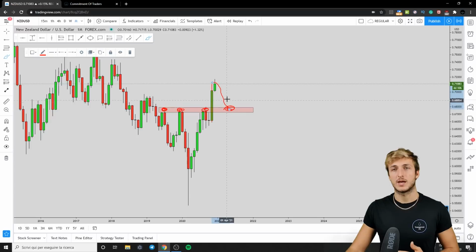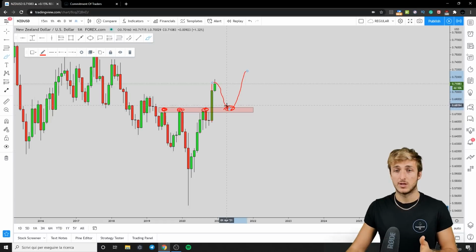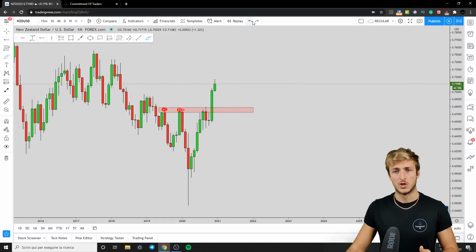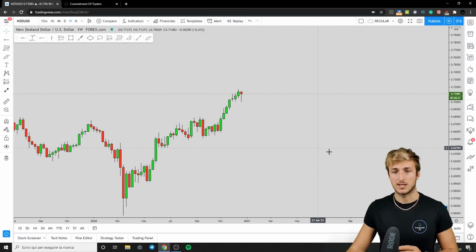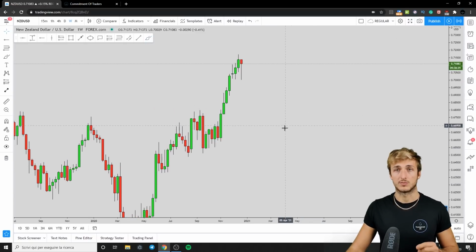And what we can expect is for the market to go and retest this new previous resistance turned support, to go and grab some liquidity before the continuation to the upside, because now this is a very strong demand zone for this market. So on the monthly, we have broken resistance and we expect a retracement. Let's go down on the weekly and see what we have from a weekly perspective.